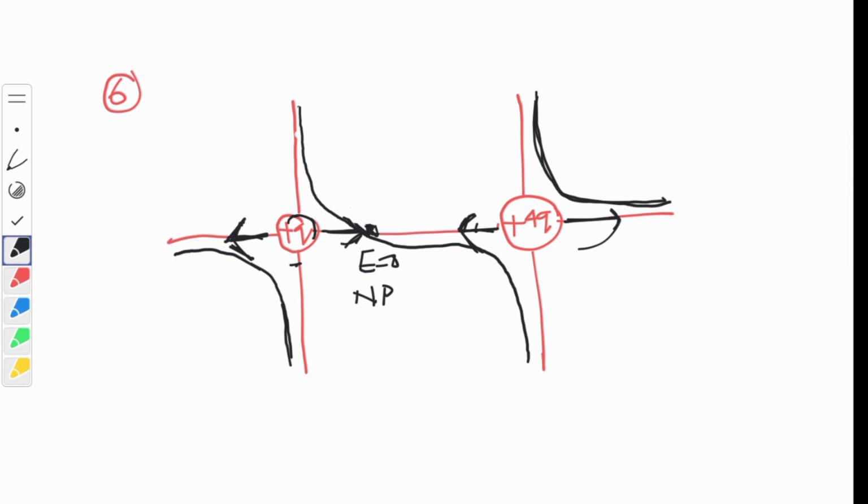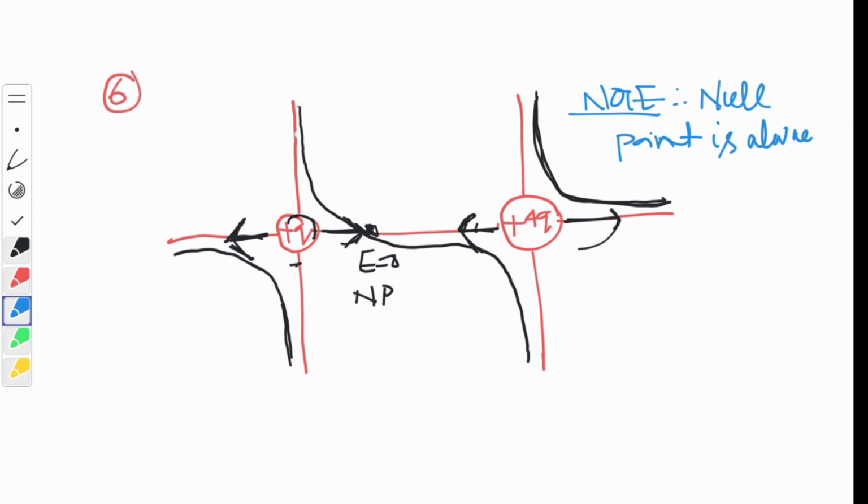Near to the charge the electric field will be maximum. Then as we keep on increasing the distance, the electric field will become 0. Is it clear, children? Remember one point. I'll write it as a note. The null point is always near the smaller charge. Remember this. This is very important.